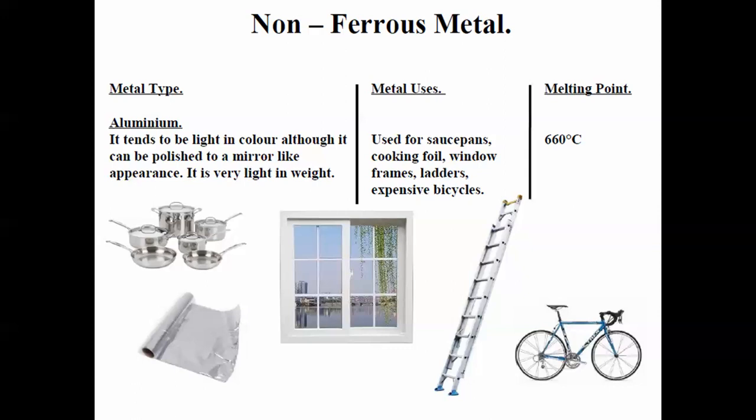It's also found in the kitchen. As you can see there, we have the aluminum pots. It's used for saucepans, cooking pots, window frames, ladders, and expensive bicycles. So some bicycles are made out of aluminum, and of course, they're expensive because aluminum isn't exactly cheap. We also have the window frames, which are now trendy. People are buying these aluminum window frames for their houses now.